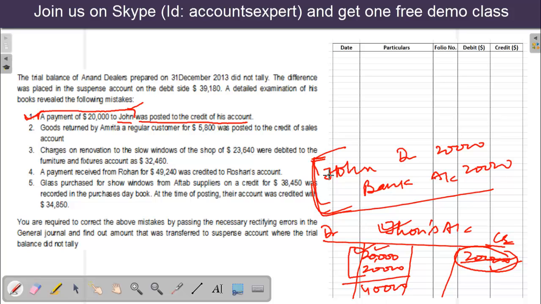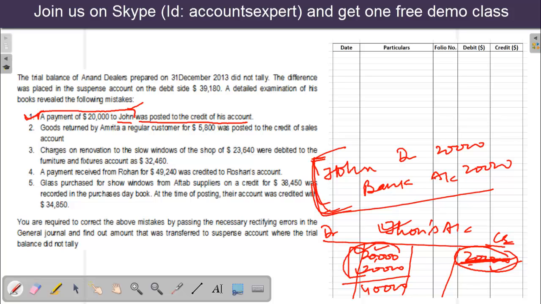This 20,000 is according to the correct entry. And what is this other 20,000 for? Just to remove the effect of the 20,000 which I already put on the credit side by mistake. So to remove the effect of that 20,000, we have to put 20,000 on the debit side. Got it?